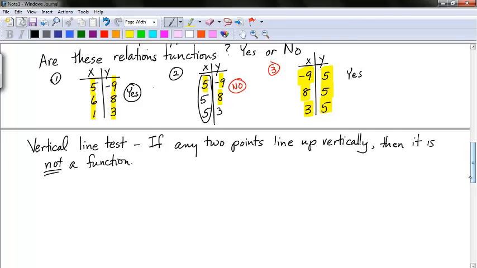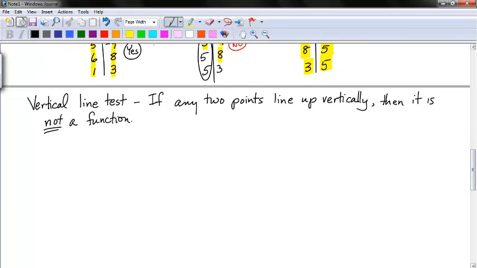So what's the only type of line that's not a function? Vertical line. All vertical lines are not functions. Horizontal lines would be functions, yes.